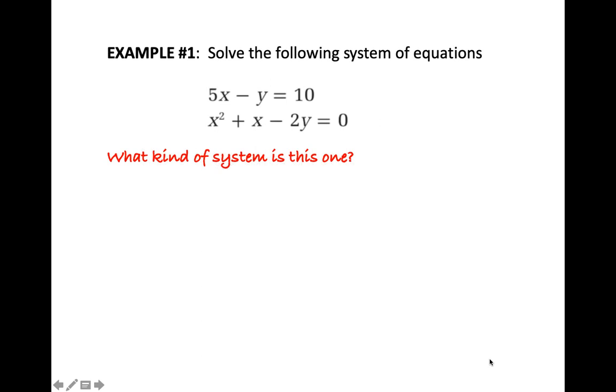So let's start with a very basic idea. Here we have a system of equations, two equations with two unknowns. We've got x's and y's hanging out together in the same collection or system. Now, if I were to ask you what kind of system this one is, if you look at the first one, you realize it's a linear equation, and the second one is quadratic. So we're looking at a linear quadratic.